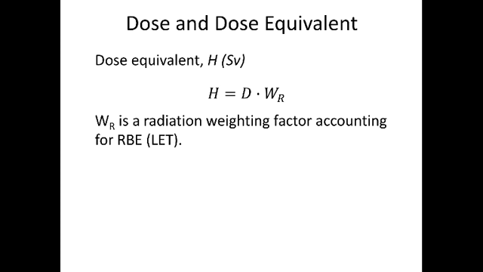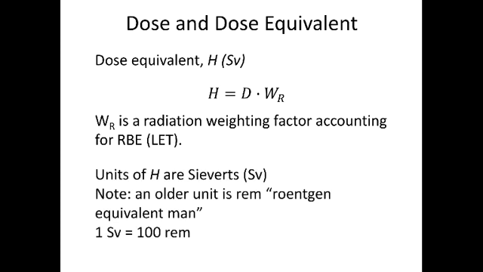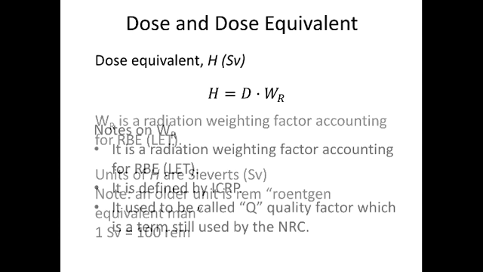That factor is WR, the radiation weighting factor, and that accounts for the relative biological effect of the particle, which of course depends on the LET, the linear energy transfer of that particle. Now, some notes on the units of this dose equivalent value, H. The units are sieverts, written Sv. You should note that an older unit is called the rem, roentgen equivalent man, and it's still in use, so you should know it. 1 sievert is equal to 100 rem.